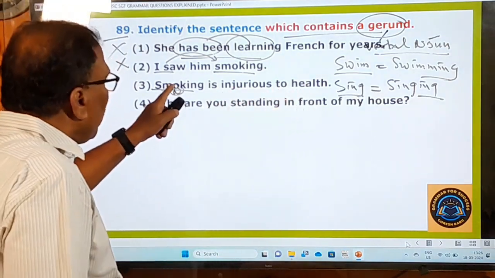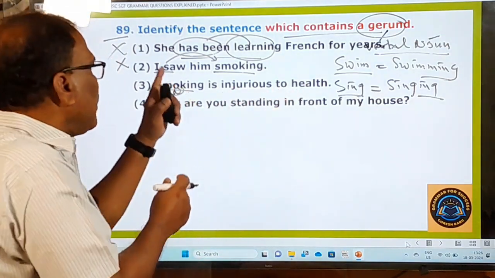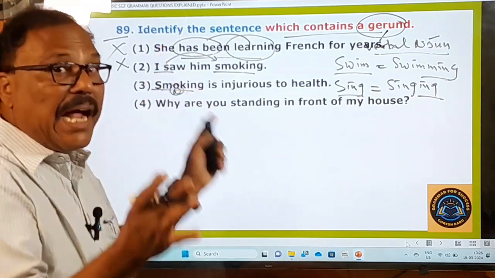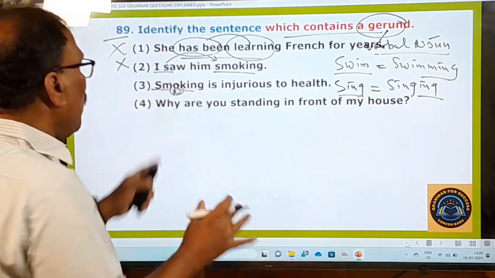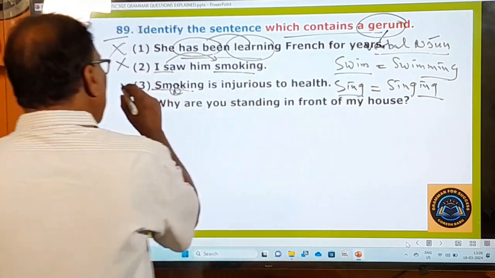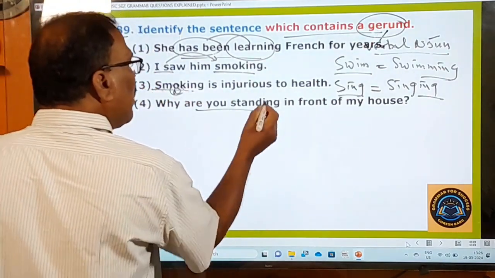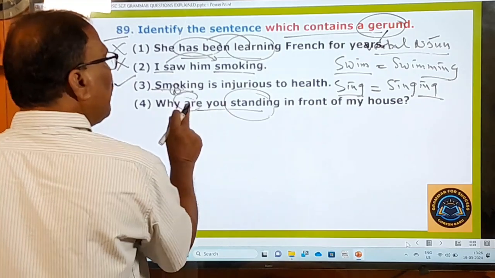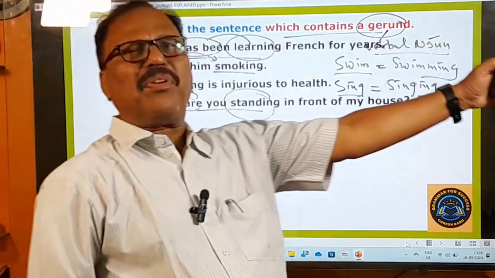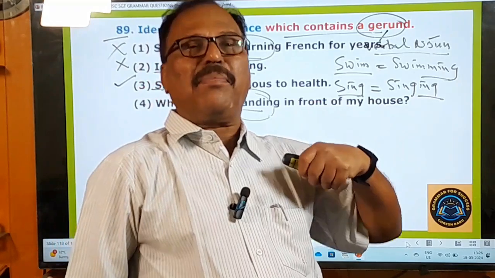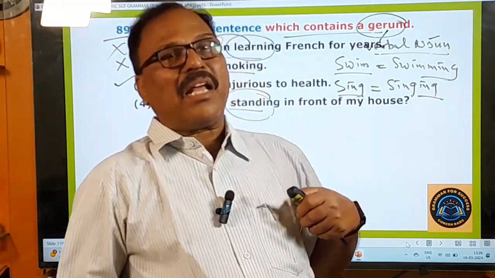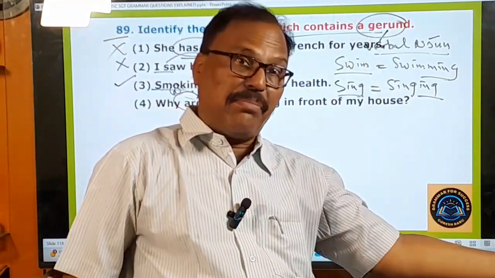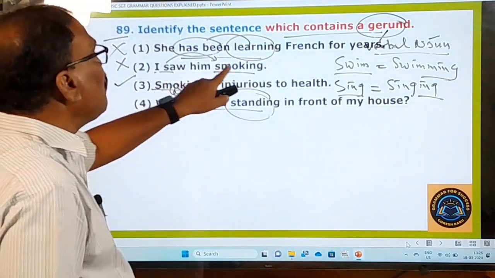So this ing-form verb looks like a present participle form verb, but it is acting like a noun, and therefore this is called a gerund. So the third one is the right one. Why are you standing? Again, here standing is a present participle verb, and it is used with a helping verb. All the present participle verbs will be used with helping verbs, and they are also used after the main verb, like this. I saw him smoking.